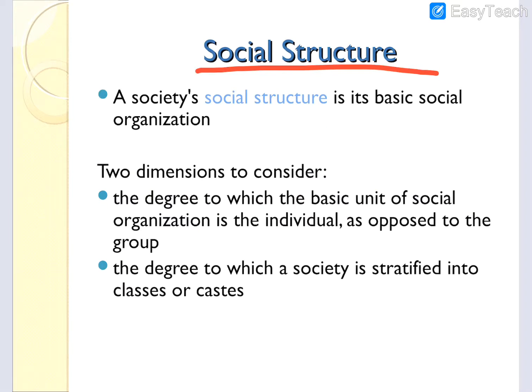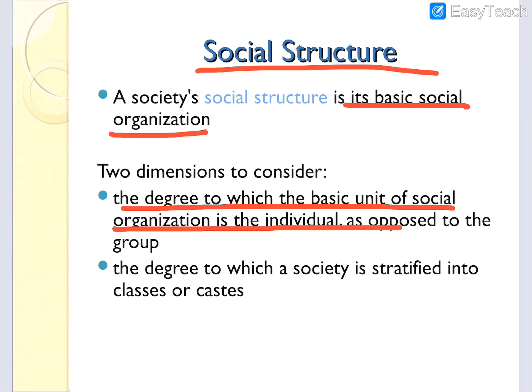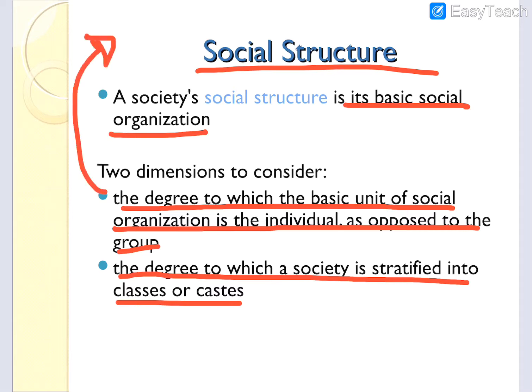Social structure. A society's social structure is its basic social organization. Normally they have two dimensions that you need to consider. We have the degree to which the basic unit of social organization is the individual as opposed to the group, and also the degree to which a society is stratified into classes and castes. In general, Western societies tend to emphasize the primacy of the individual, whereas groups tend to figure much larger in many other societies. So Western societies consider the individual more than the group.